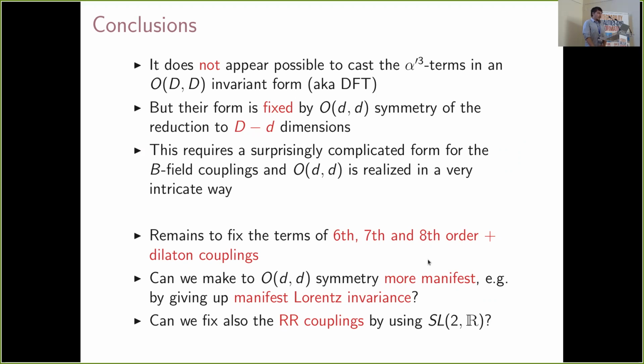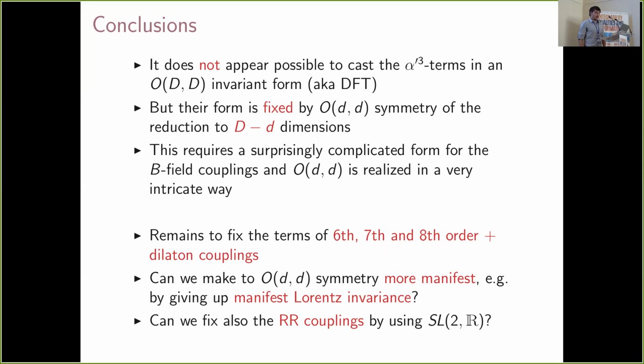And what remains to be done is to fix the 6th, 7th, and 8th order terms and the dilaton couplings, which is certainly possible. It requires a little bit of work. But what's more interesting is maybe if we can make the O(D,D) symmetry more manifest in some way. And perhaps the way to do that is to give up the manifest Lorentz invariance in 10 dimensions, but I don't know.